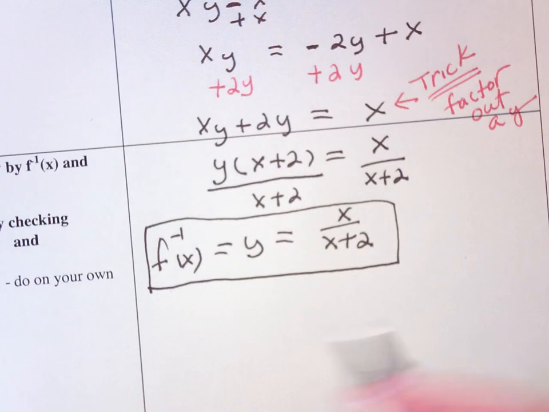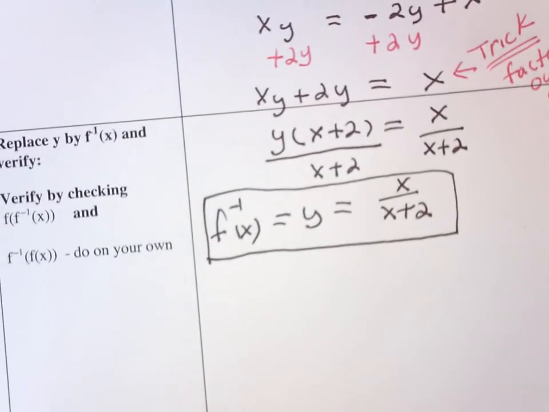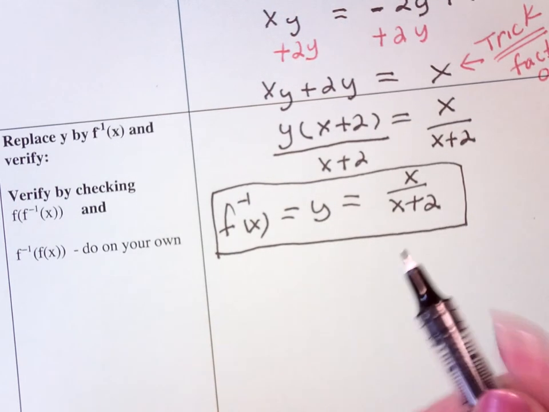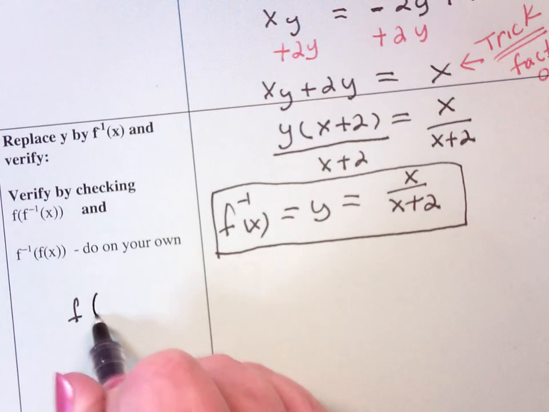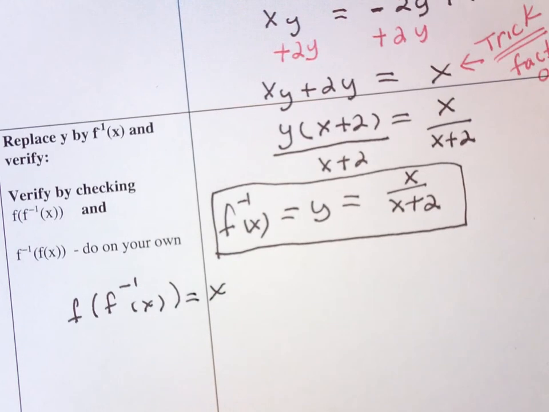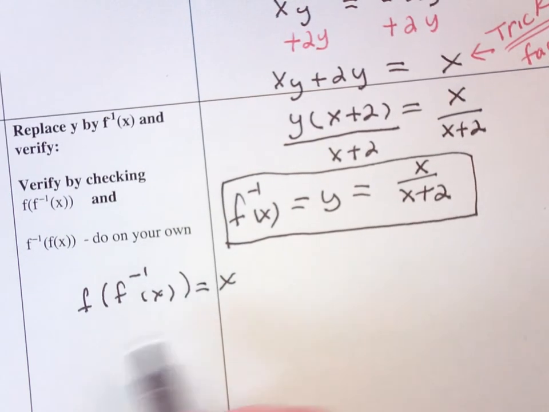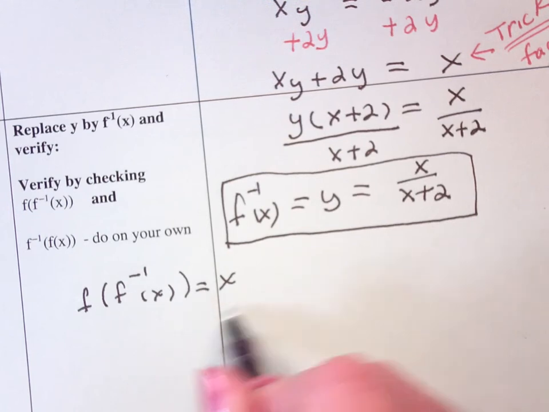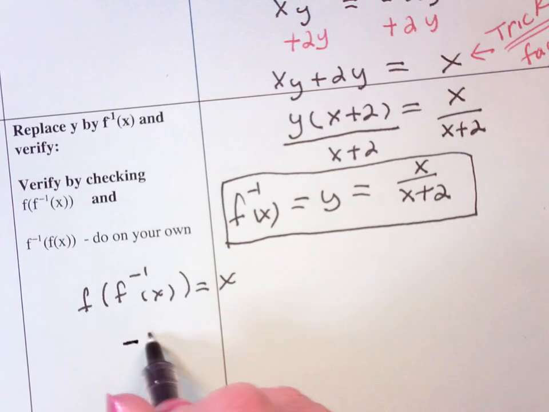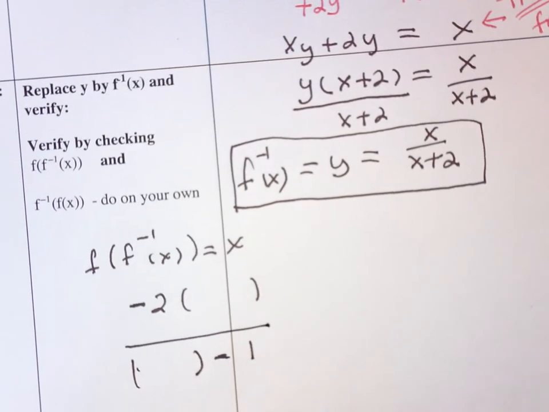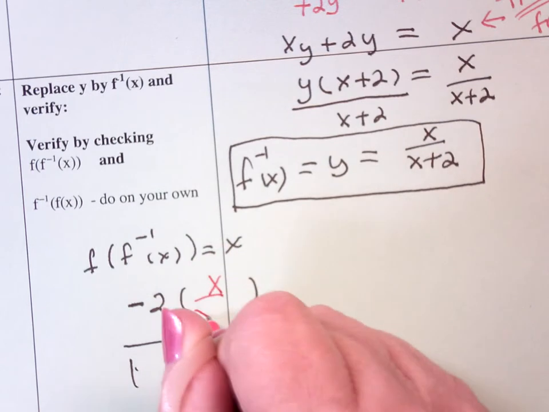Now to verify, and I'm going to need a little bit more space, I need to pick somebody, it doesn't matter who I pick, that f of f inverse of x equals x. Or that in the function f, wherever there is an x, I'm going to put the inverse. So I have minus 2x over x minus 1. And the inverse is x over x plus 2.